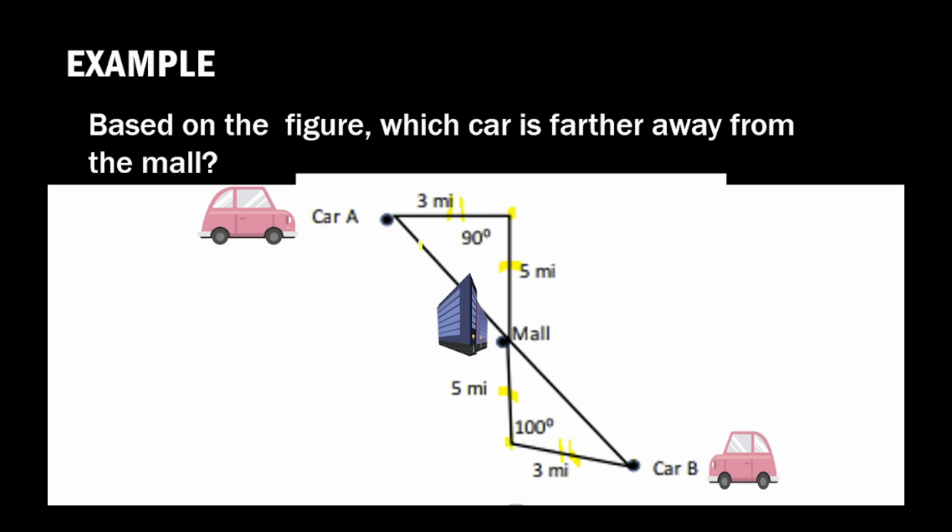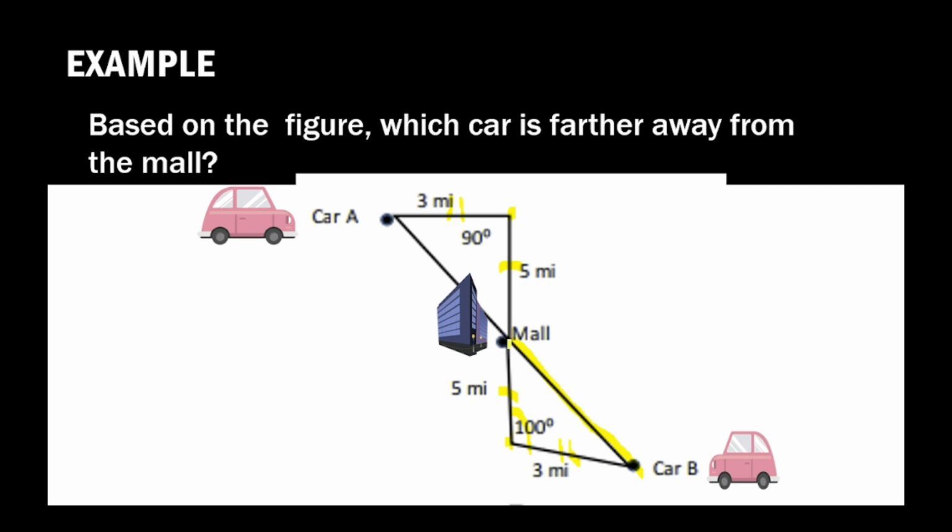But this slanted side, from this mall going to car A, is the distance of car A. And from the mall going to car B, this is the distance of car B. So, if you just look at the figure, they seem equal. But, take a look at this one. This angle is 100 degrees. It is opposite the distance of car B from the mall. So, its opposite angle is opened at 100 degrees.